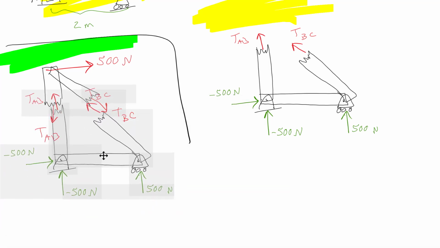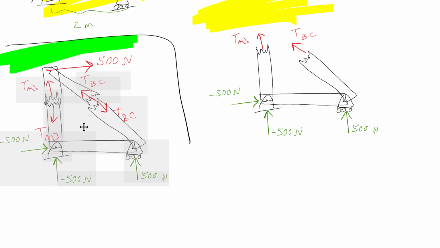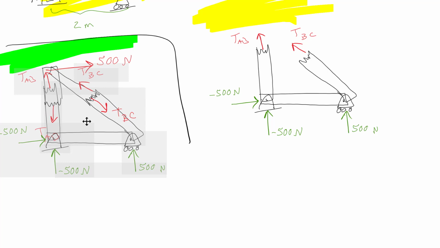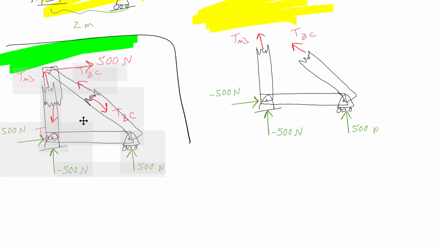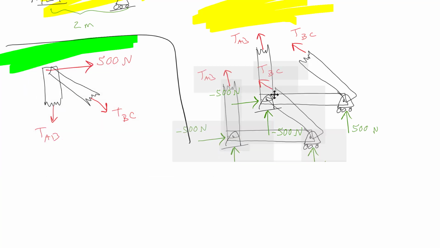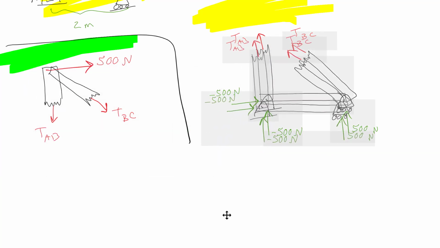I can't show everyone, but that TAB cancels out and the TBC cancels out. So those become internal forces again when I throw this together, and all you see are the previous external forces of the reactions at A, the reaction at B, and that 500. Okay, and that's a huge thing.